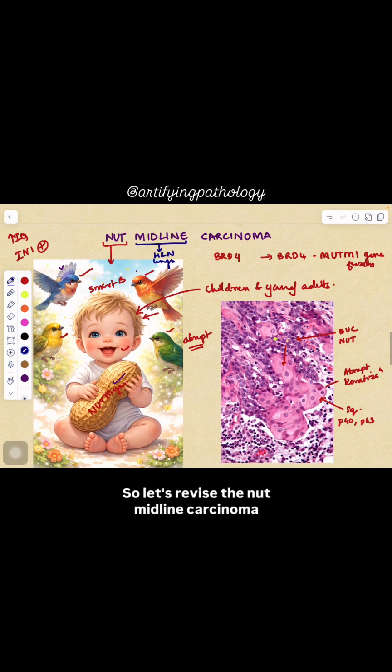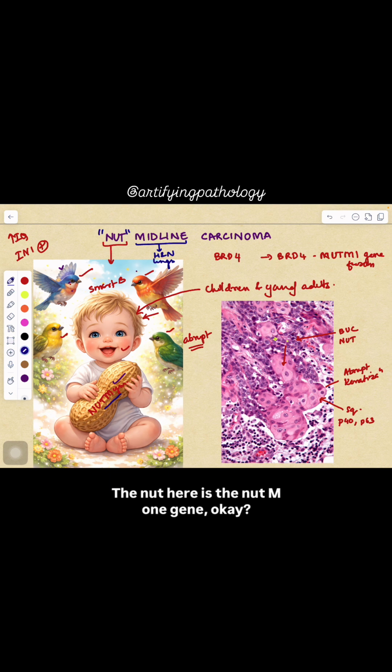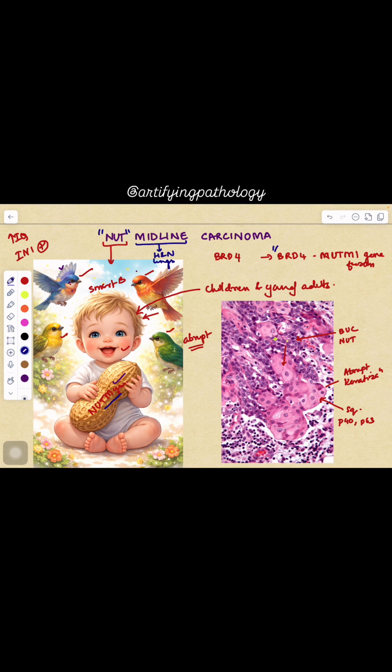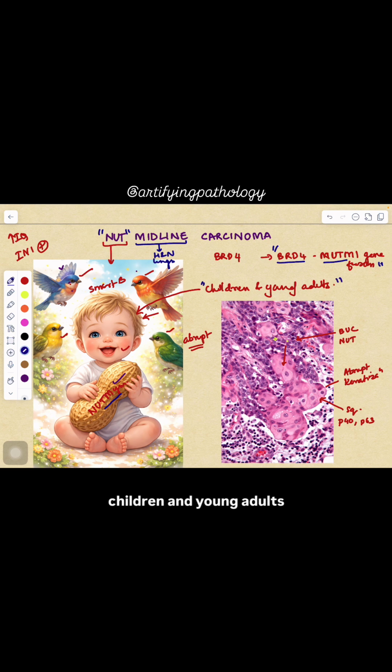So let's revise NUT midline carcinoma. From the word nut, we will remember the baby holding the nut. The nut here is the NUT-M1 gene. Okay. And there are 4 birds. So the 4 birds along with the nut will make the genetic mutation, that is 4 birds BRD4 and NUT-M1 fusion. Now it is a baby, so that goes to show that the age group here is children and young adults.